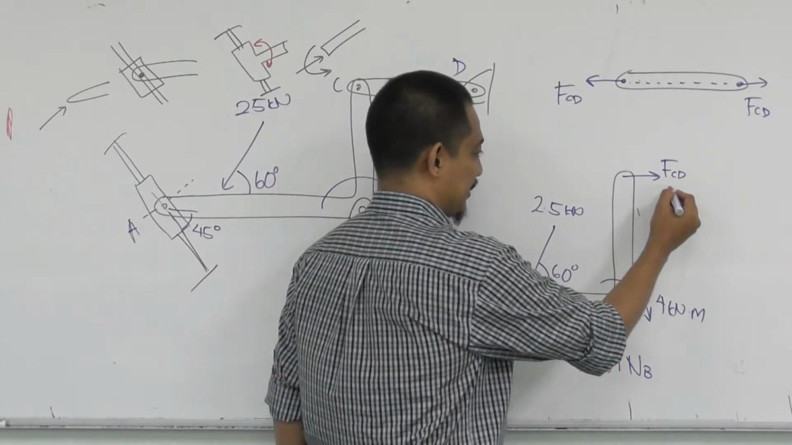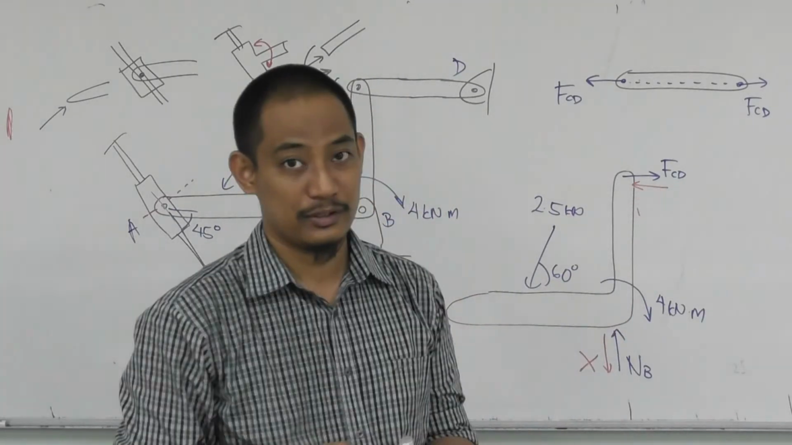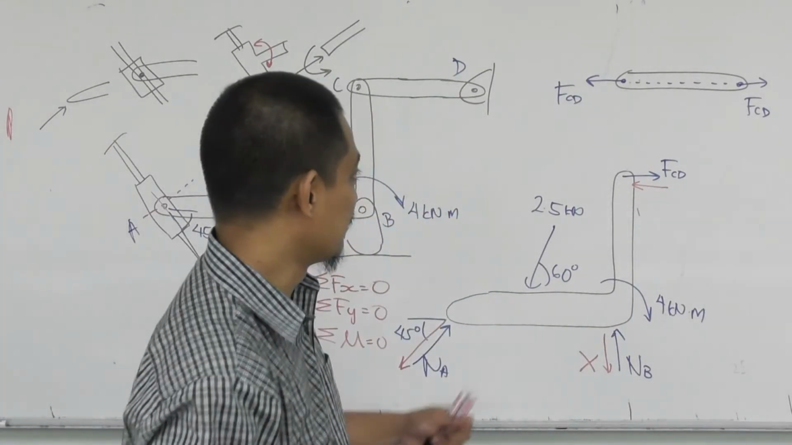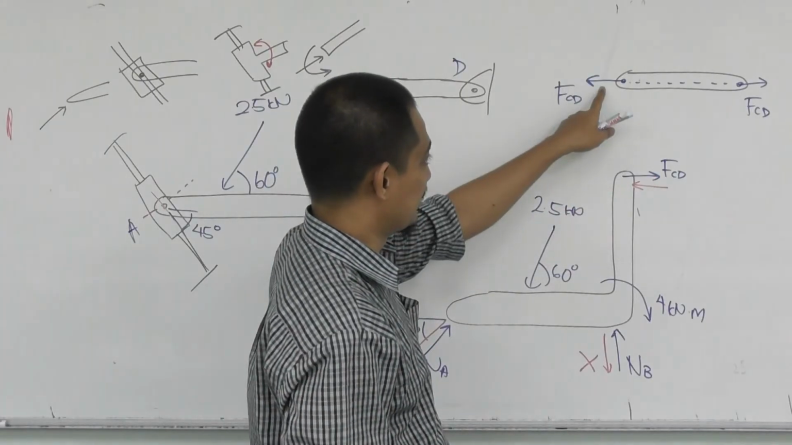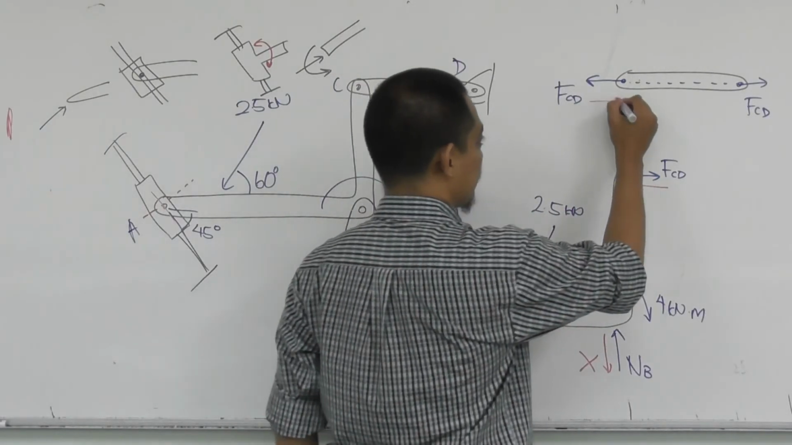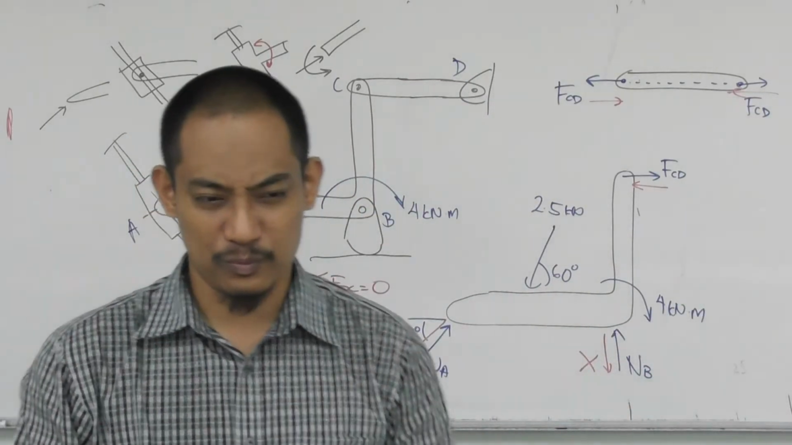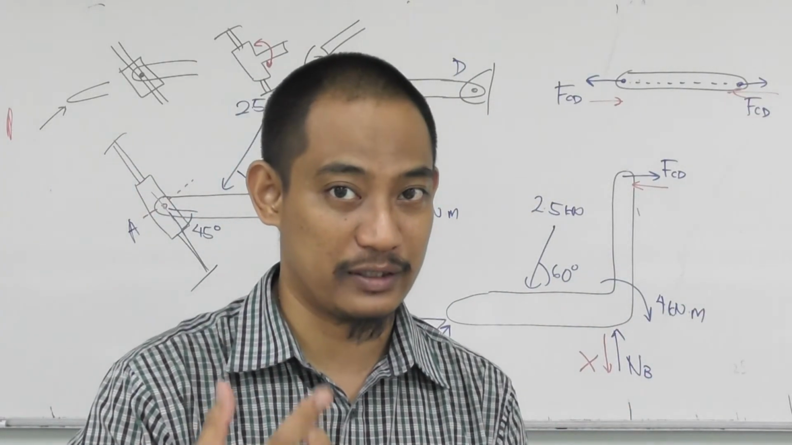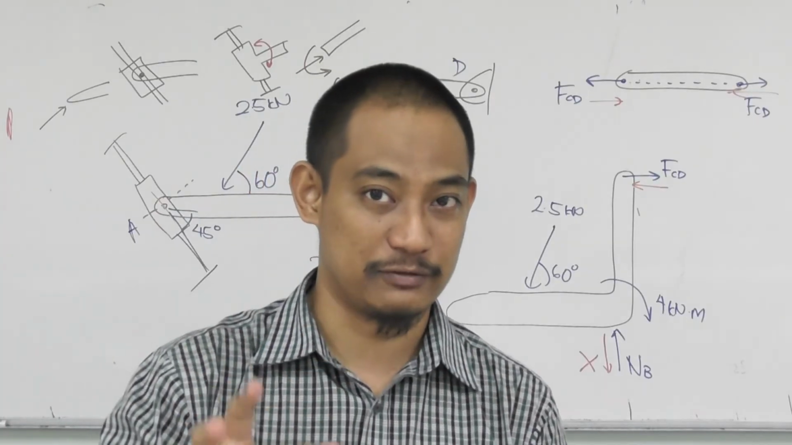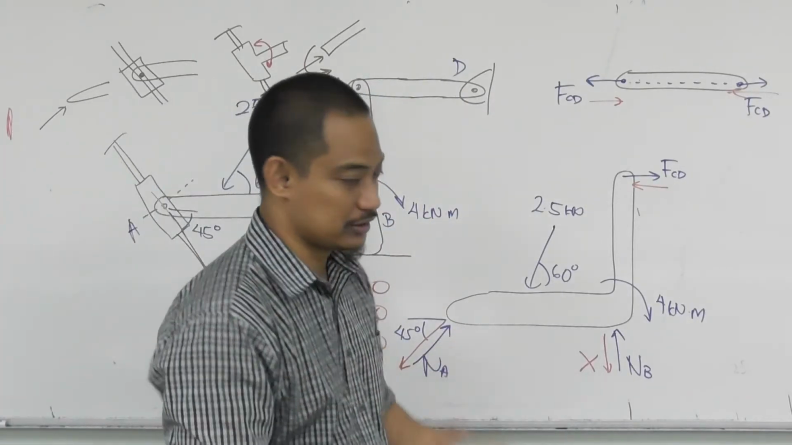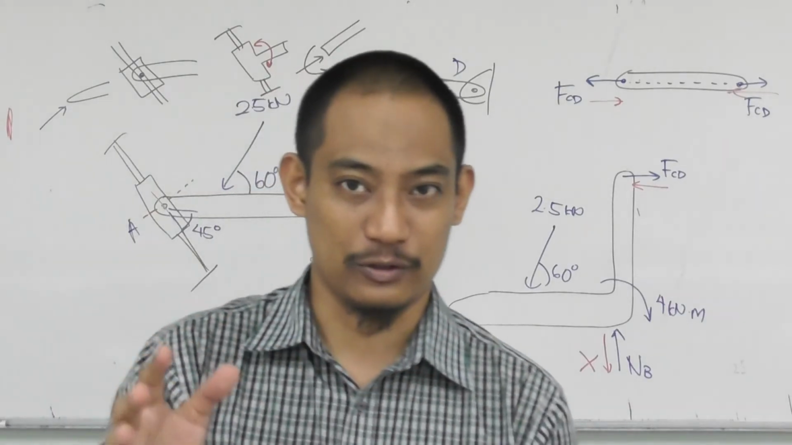This one, FCD, can I draw it to the left? Sure you can, because this one is assuming like this. The red one is assuming the opposite way, right? So you just have to assume when you calculate, and see whether it's positive or negative. If it's negative, then it's the opposite way of your assumption. That's all, no problem.